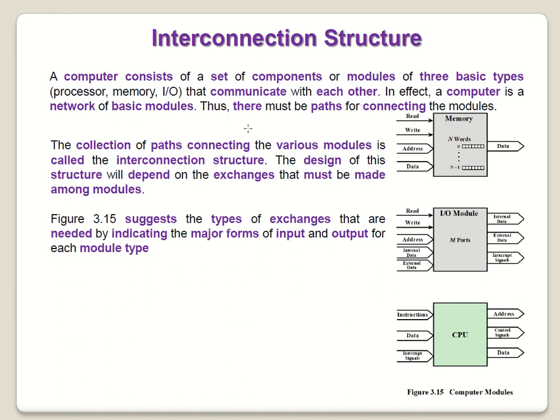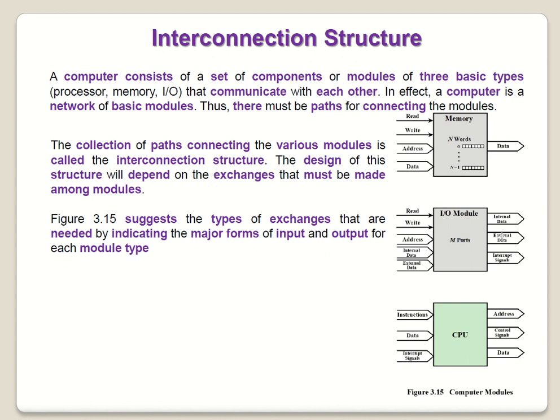There must be a path for communicating between the modules. There is a bus. The bus carries the data between those modules. The collection of paths connecting the various modules is called the interconnection structure. The design of the structure depends on the exchanges that must be made between the modules, like, do you send data or do you receive the data? Based on the exchange, the design of the structure is determined.